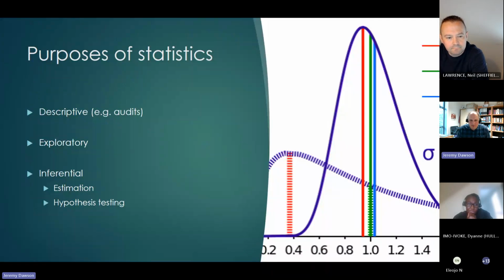So, in terms of the purpose of statistics, why are we doing what we're doing? Well, generally, I talk about three different types of purpose. Some of them are just descriptive. You're simply trying to describe or summarize the data that you have. That can be for all sorts of purposes, but for example, audits would be one such purpose where that would be quite often used.